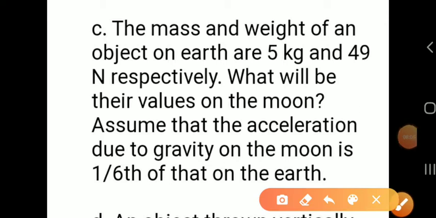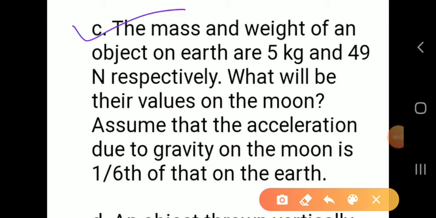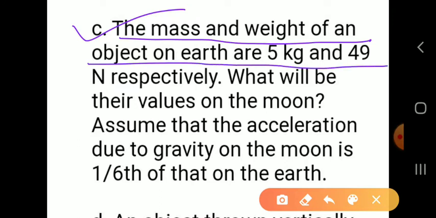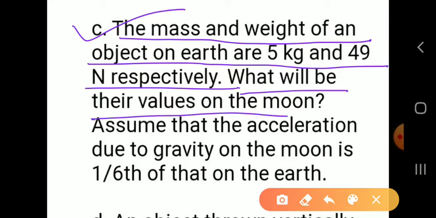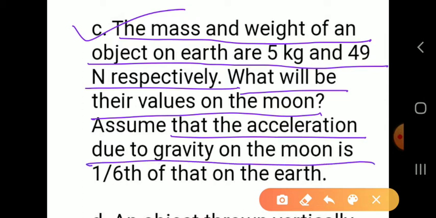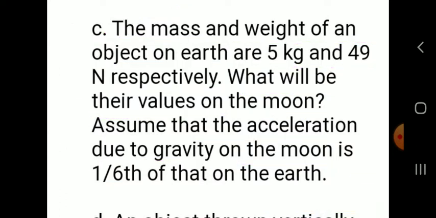Let us see the C question, children. The mass and the weight of an object on earth are 5 kg and 49 Newton respectively. So the mass is 5 kg, and you know that weight is always measured in Newton. So weight is 49 Newton. What will be their values on the moon? We have to assume that the acceleration due to gravity on the moon is 1/6 of that of the earth. So let us see the solution, children.